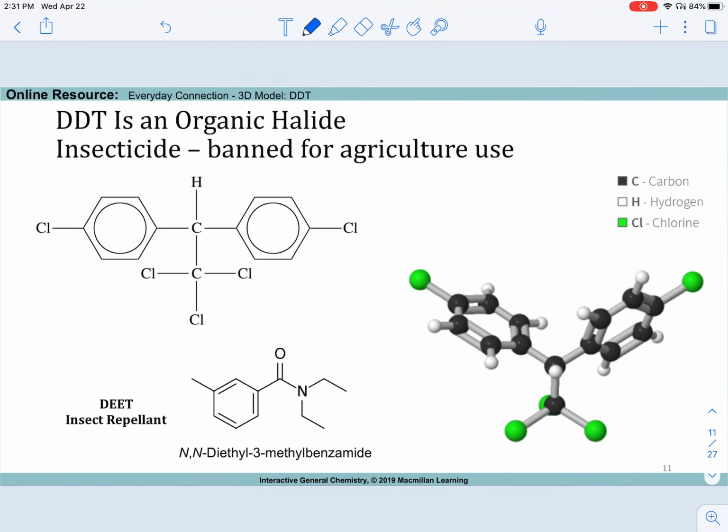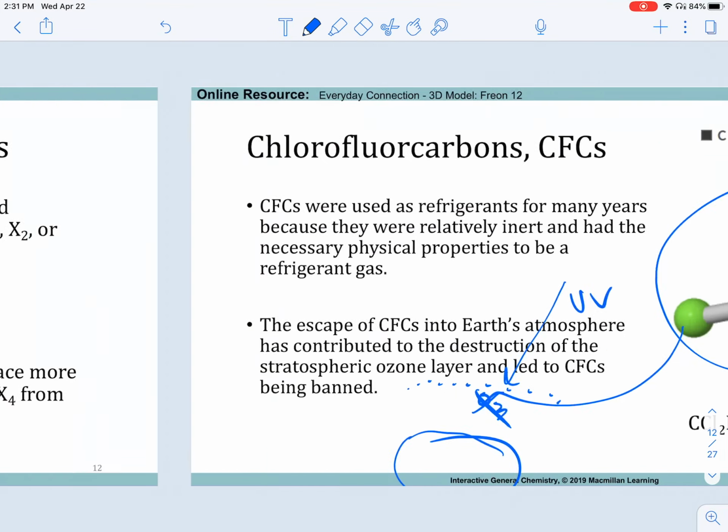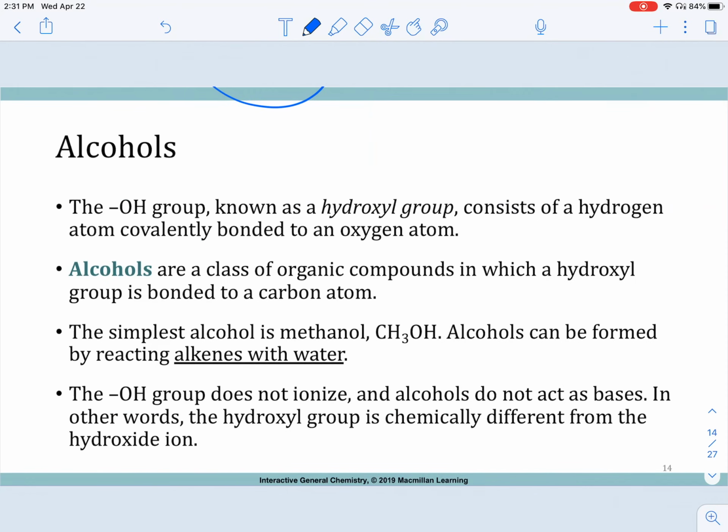So that's number one, the organic halides. That's first. Now we're moving on to alcohols.